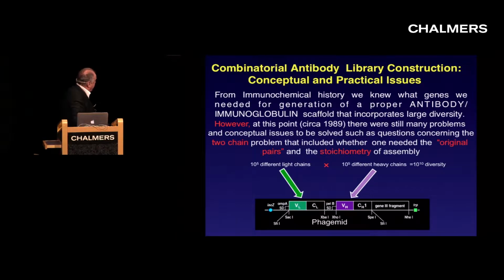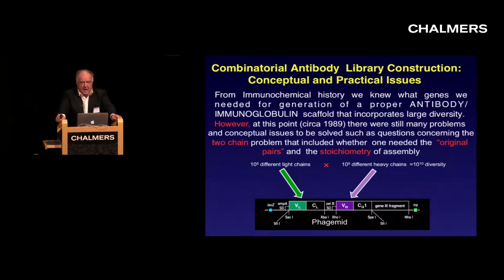So, for instance, you can take a phagemid, you can put in 10 to the 5th different light chains, 10 to the 5th different heavy chains. That's a combinatorial of 10 to the 10th. Send the whole system to the periplasmic space of E. coli, and if you understood the packaging problem, you understood the stoichiometry, you could get them to assemble.